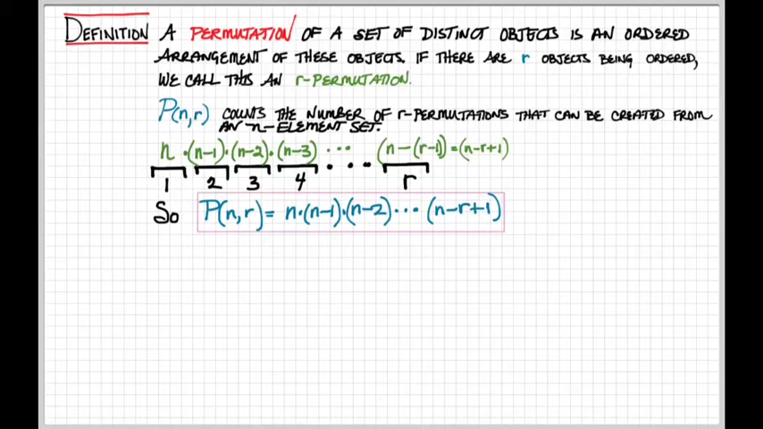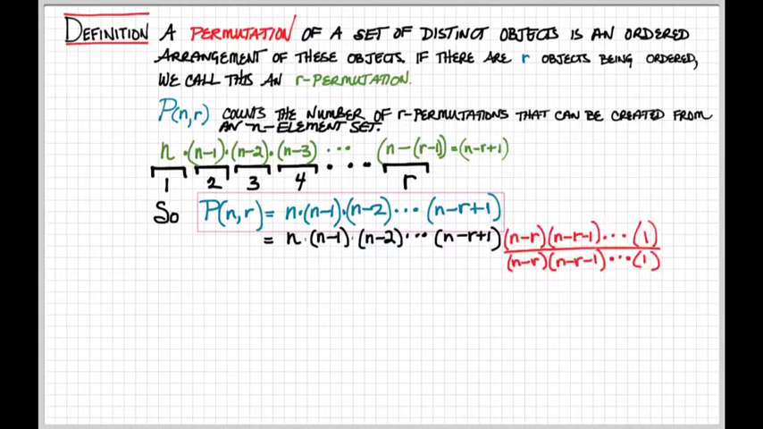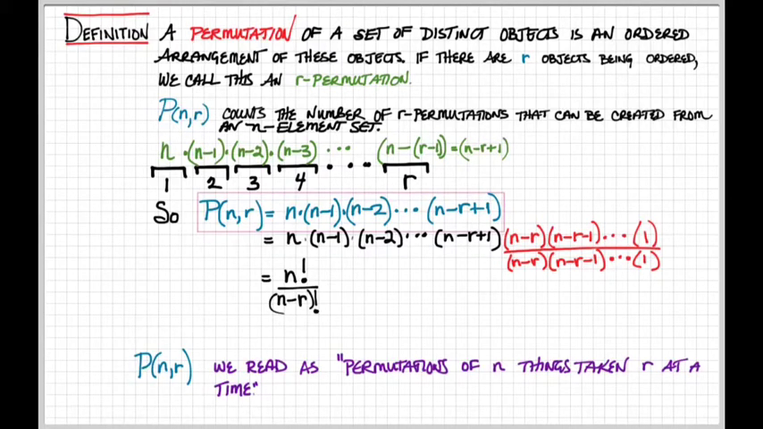Some people want a nice closed formula. To do that, you can realize you could continue the product here all the way down to 1 as long as you divide by whatever factors you multiplied by. So if I divide and multiply by n-r, n-r-1, all the way down to 1, we're multiplying by a form of the number 1, but it makes our numerator n factorial and our denominator n-r factorial. So some people prefer that particular formulation for P(n,r).